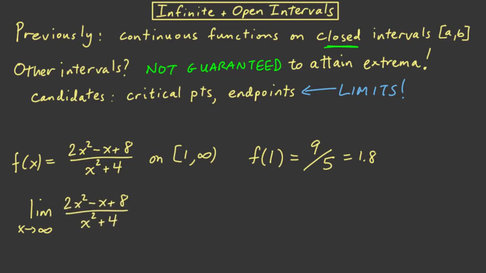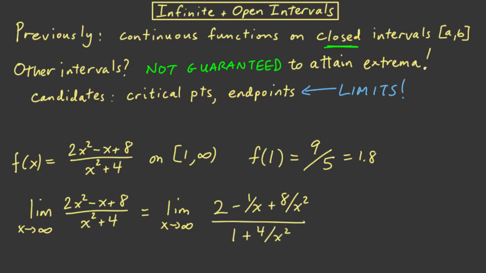All right, well, you should remember this. We can just divide the top and the bottom by x squared, and then we're going to get the limit as x approaches infinity of (2 minus 1/x plus 8/x squared) all over (1 plus 4/x squared). This term goes to 0, this term goes to 0, and this term goes to 0. So we're left with the 2 and the 1, and so the limit of this quotient is just 2.